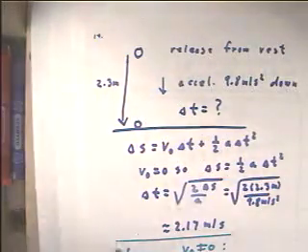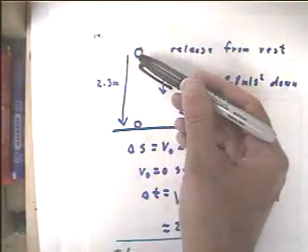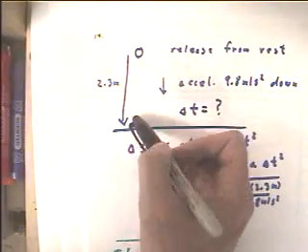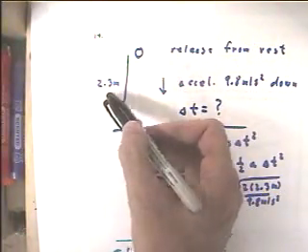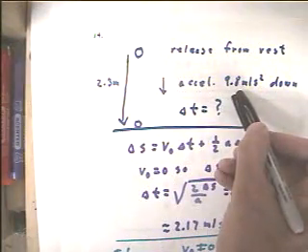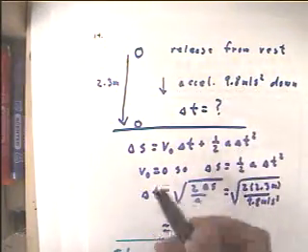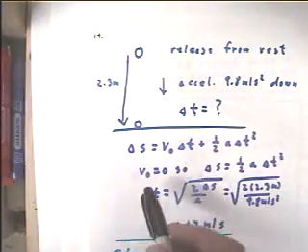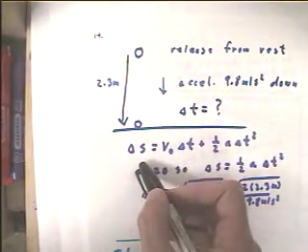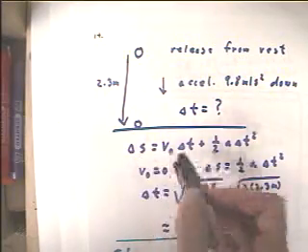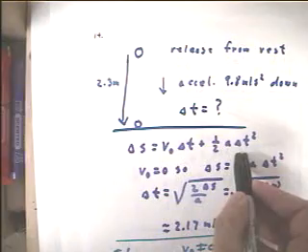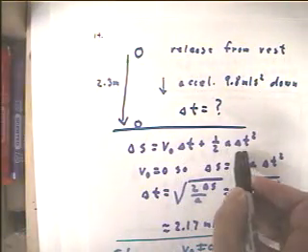Here we have a similar situation in which we release an object from rest and it falls through a displacement of 2.3 meters downward, accelerating at 9.8 meters per second squared in the downward direction. And we want to know what the time interval is. The displacement is v naught delta t plus 1/2 a delta t squared.